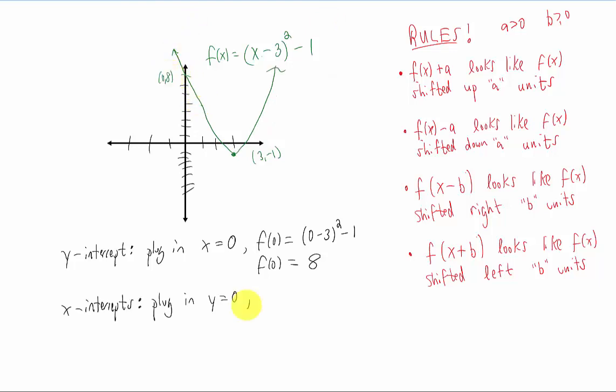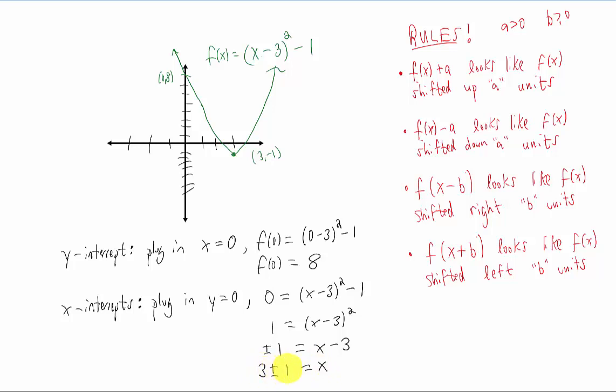To find x-intercepts, I know there are going to be 2 because of the way I've drawn this graph. We're going to replace y with 0, which means replace the function value with 0, and then solve this equation for x. That means add 1 to both sides. That means take the square root of both sides now. Remember, when you take the square root of both sides of an equation, you have to have a plus or a minus. And when you take the square root of 1, you get 1. Now if we add 3 to both sides of the equation to get x by itself, we have 3 plus or minus 1.